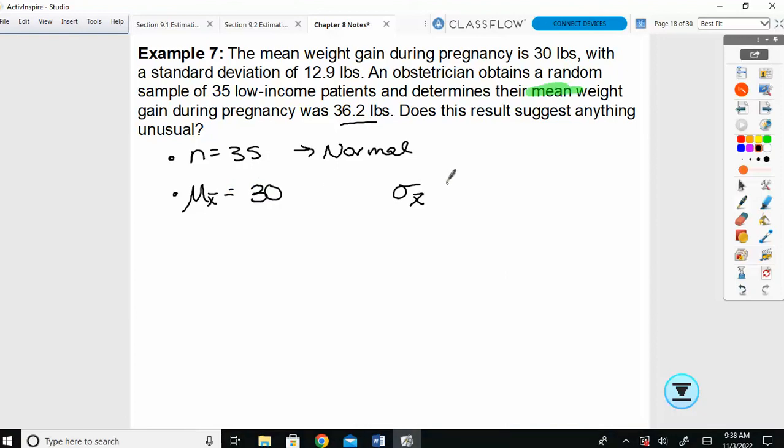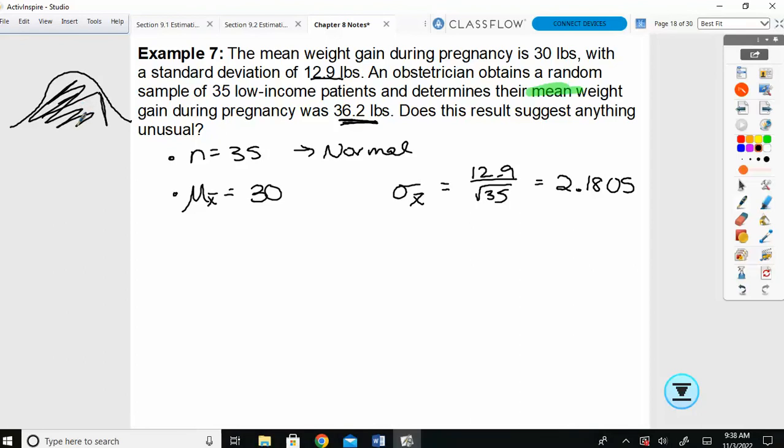So what's my mean? 30. Standard deviation was 12.9 divided by the square root of N. So we get 2.1805. Okay, I'm trying to decide if it's unusual that they gained 36.2. Did they gain more or less than we would expect? More. Okay, so you have to think about how we want to find this. So their weight gain is up here. If I find the probability that you're less than that, is that really going to tell me anything? No, because I expect you to gain less than that. So if I want to figure out if this is unusual, let's find the probability that you gain more than the 36.2.